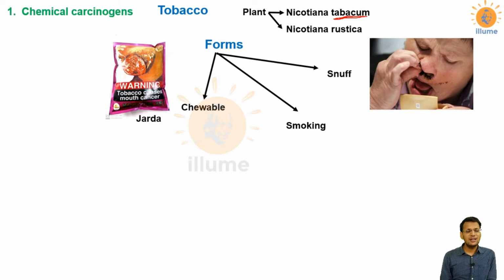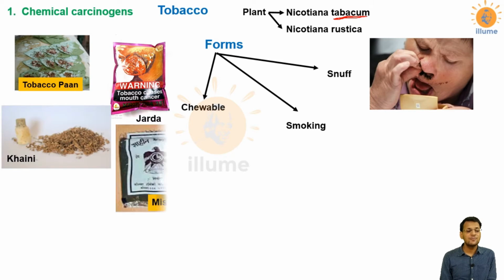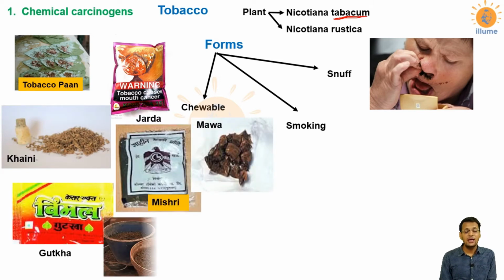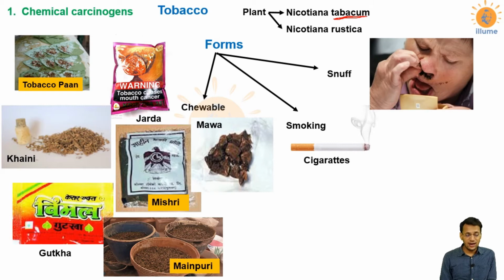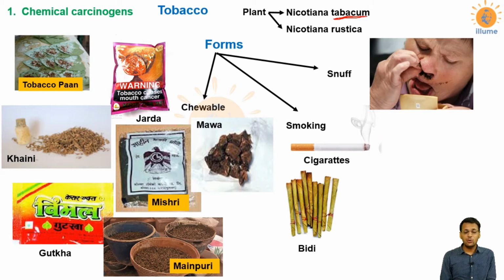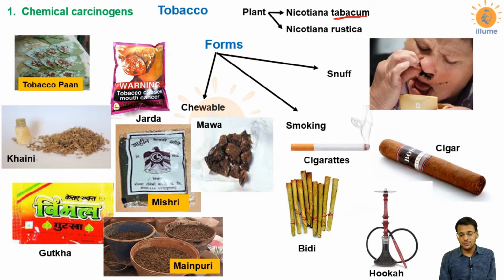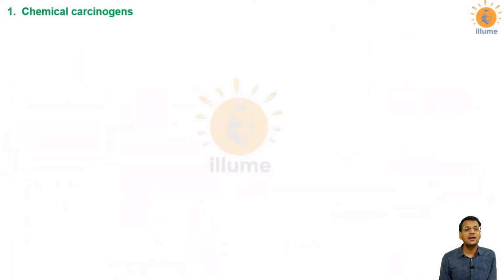If I talk about chewable, there are multiple names by which we know these tobacco products which are chewed, like jarda, tobacco pan, kheni, mishri, mawa, gutka, mainpuri. And in smoking forms, we all are aware of cigarettes, bidi, cigar and hookah. So tobacco is consumed in many of these forms. Why am I discussing all these forms? Because tobacco is a very important source of cancers, and in India tobacco is responsible for many deaths because of cancer.